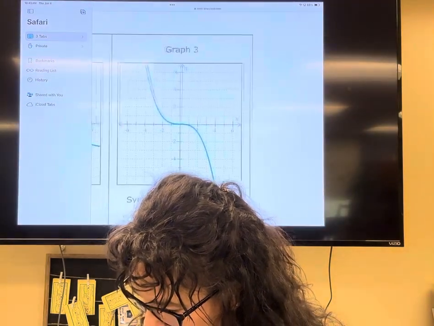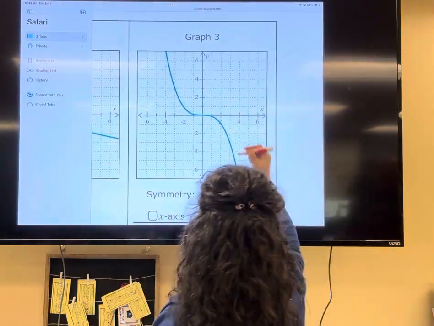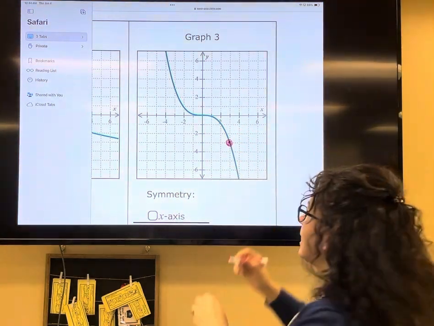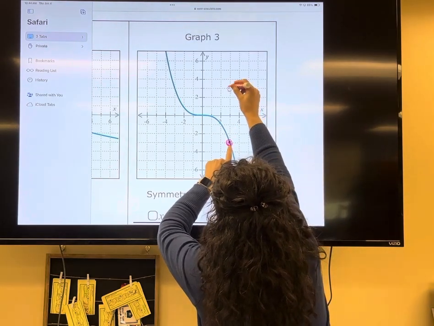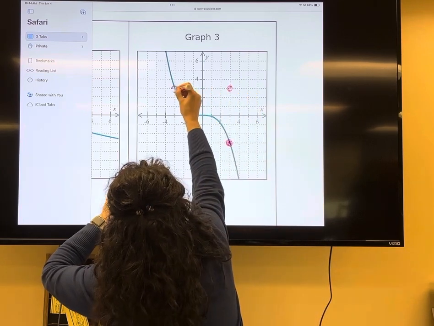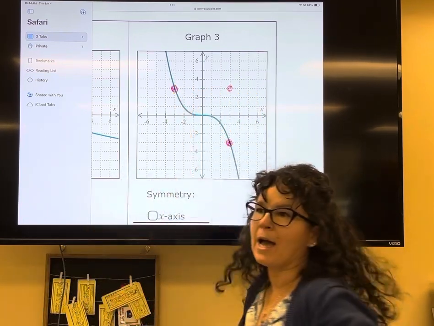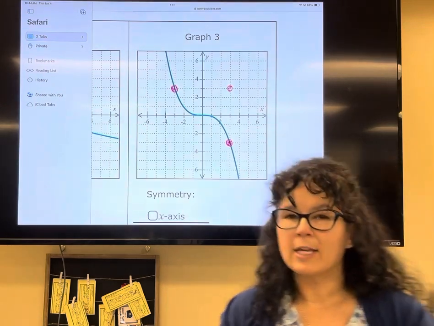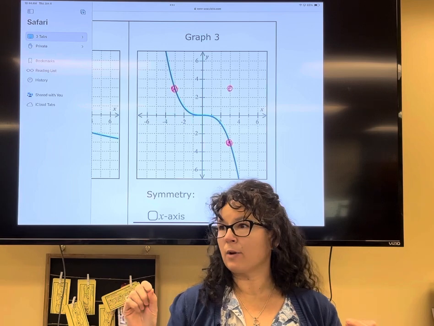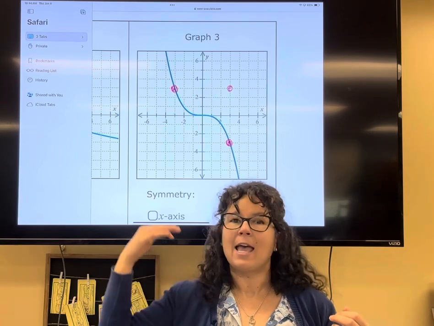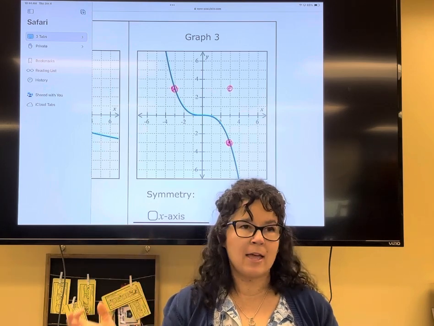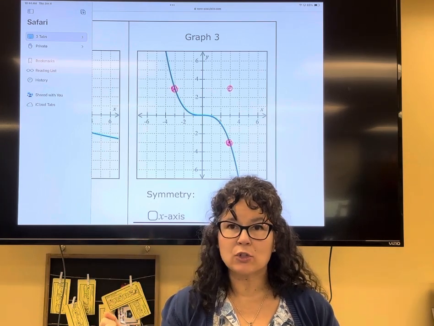Here's a good graph to look at. Okay, if I take this random point right here and I reflect it across the x-axis, that would put it here. And then if I turn around and reflect it across the y-axis, it's right there. So we land back on the graph. So the key is, if you take any point on the graph and reflect it across the x-axis and then the y-axis, and you land back on the graph, then it's known to be symmetrical to the origin.